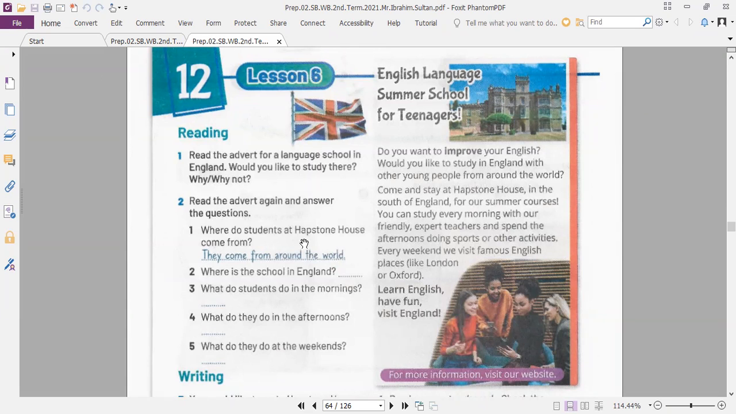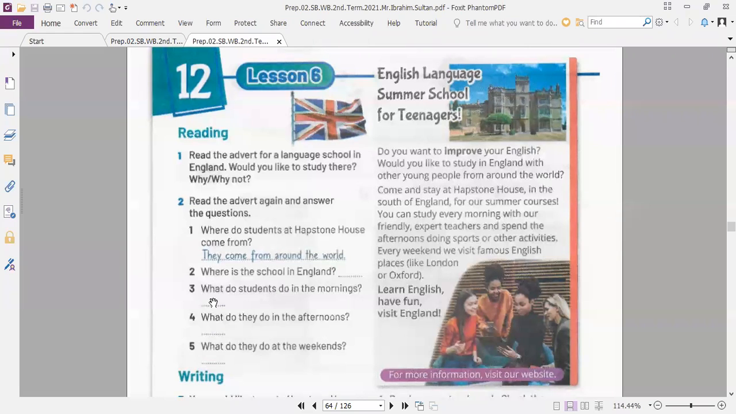Okay, so number one, where do students at Happerstone House come from? They come from around the world. Number two, where is the school in England? In the south of England. Very good. It's in the south of England.